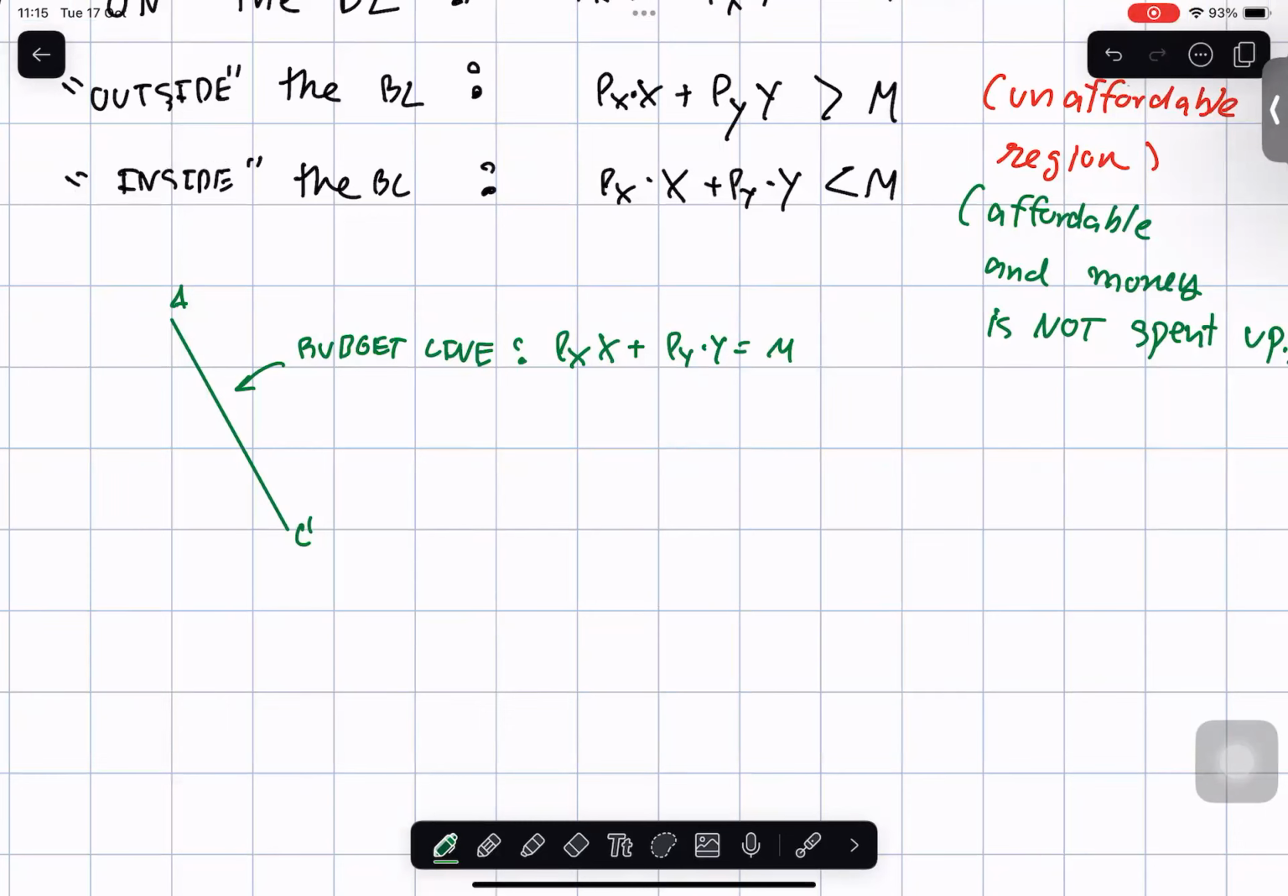The line itself contains baskets with spending equal to income. We already know.